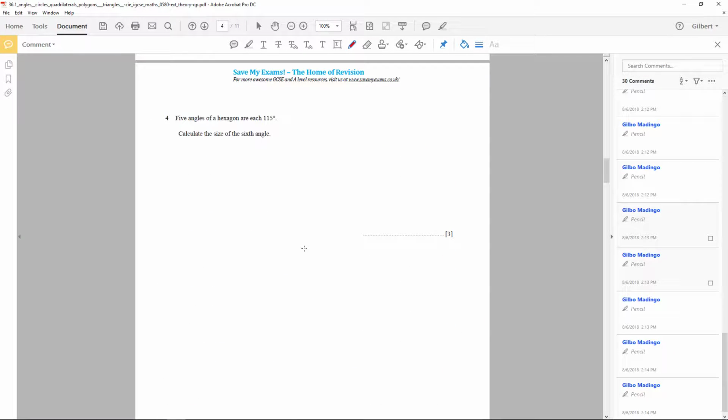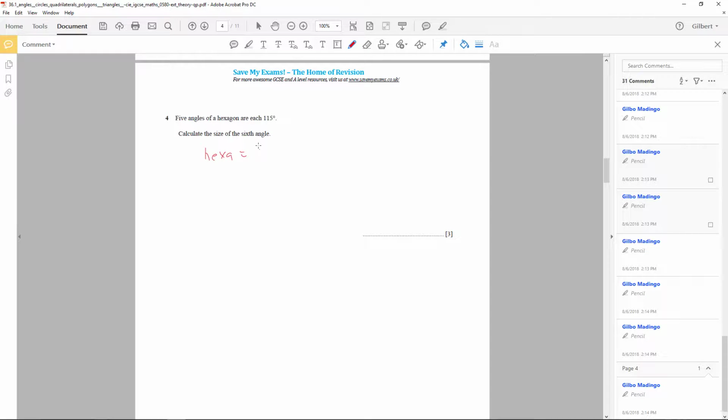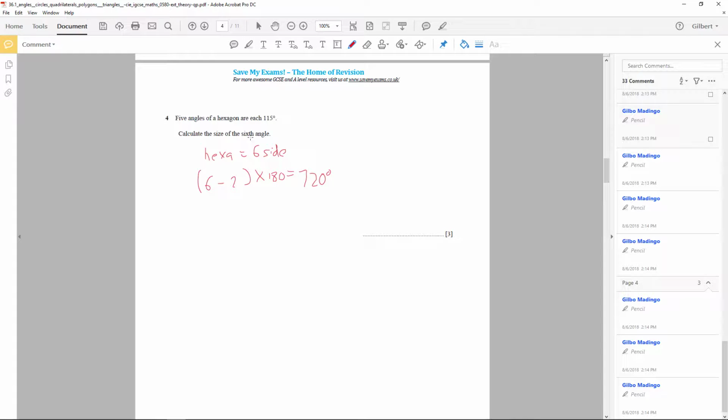Next question. 5 angles in a hexagon are each 115 degrees. Calculate the size of the 6th angle. Now, a hexagon has 6 sides. The total internal angle for a hexagon would be 6 minus 2 times 180 equals to 4 times 180, 720 degrees is the total internal angle.